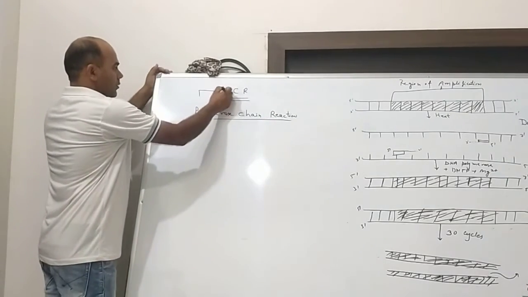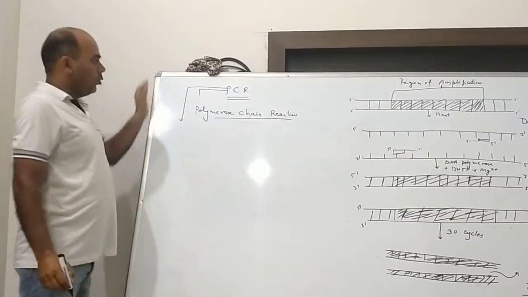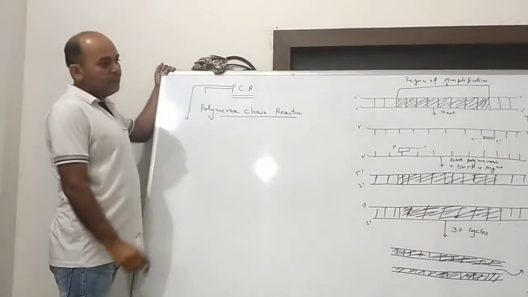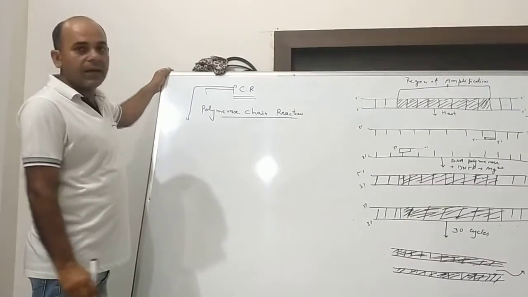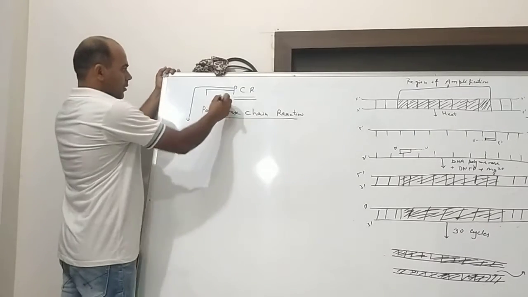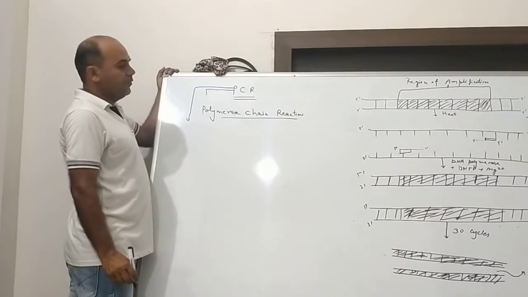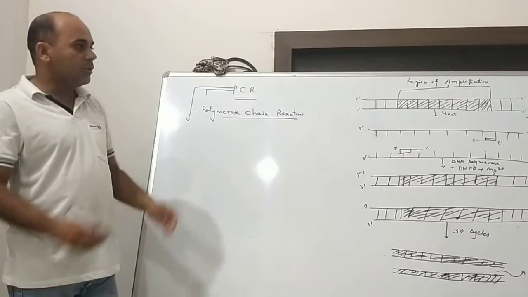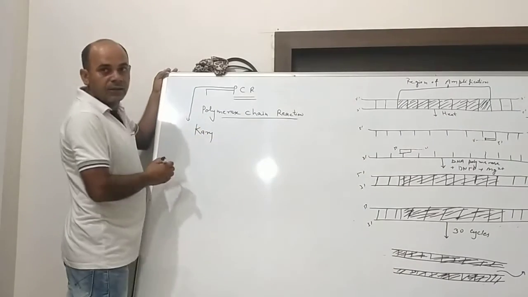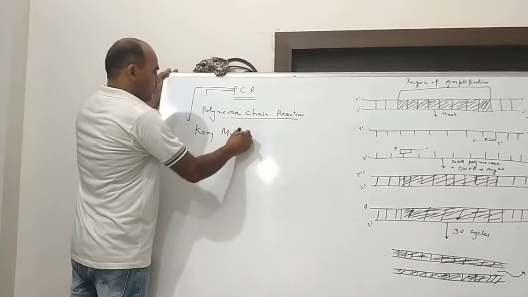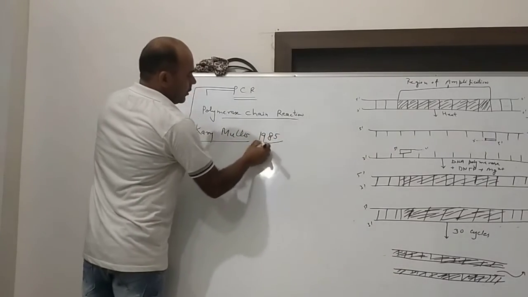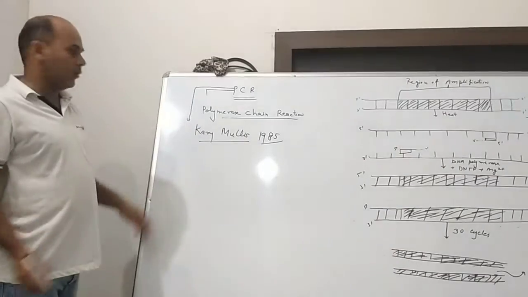Second question. Who discovered PCR? PCR was invented by Kary Mullis in 1985. Very important question next. The credit for PCR discovery goes to Kary Mullis. K-A-R-Y, Kary, M-U-L-L-I-S, Mullis, in 1985. Again, very important question.